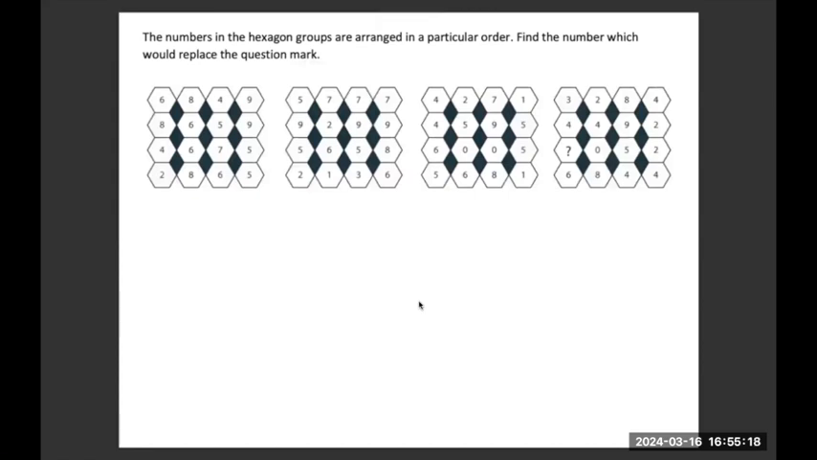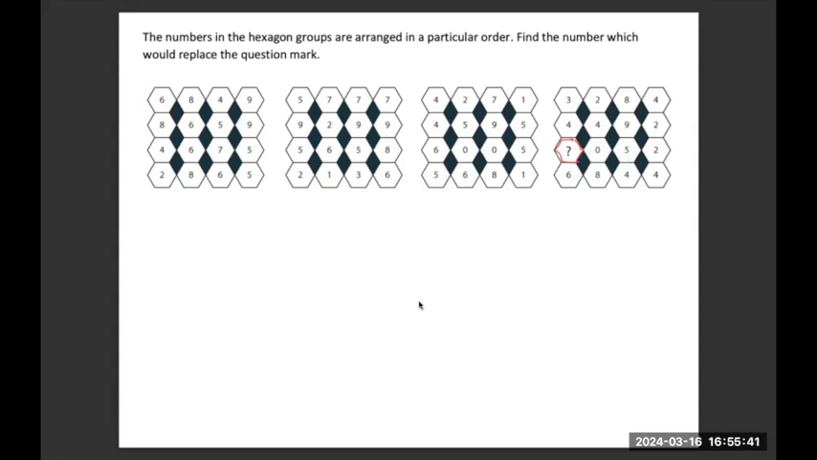Here you're given a set of numbers. These numbers are organized in certain hexagonal groups, which means they are related with each other. You have to find the number that will replace this question mark in this cell. Which number will replace this question mark in this particular cell?